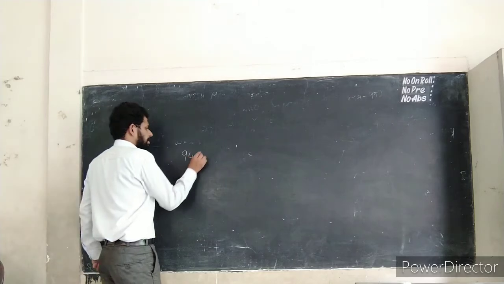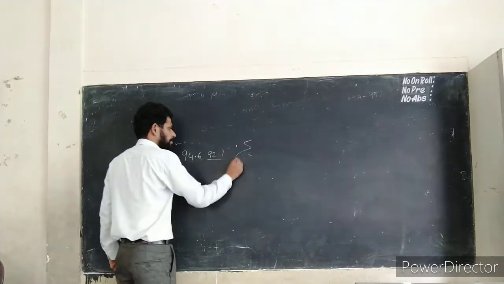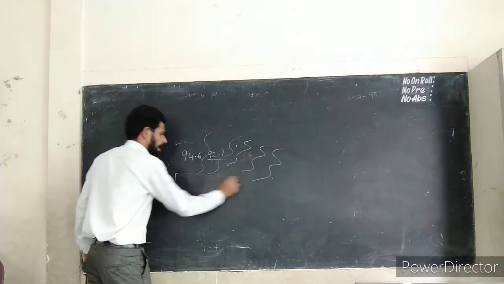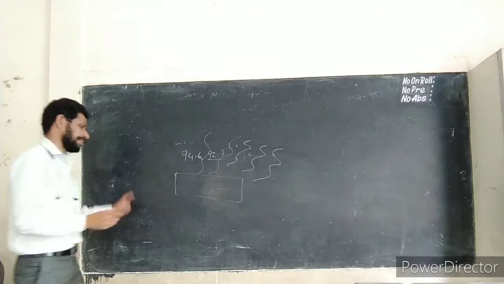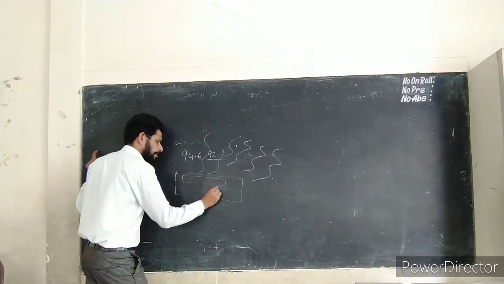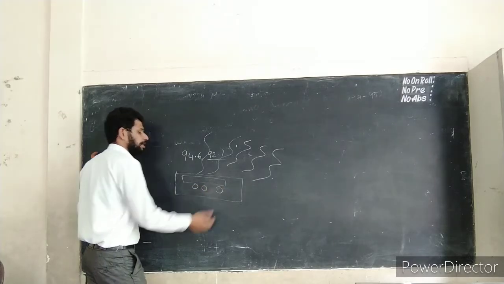94.6 or 92.1, whatever it may be. All the frequencies have this nature; naturally they will occur. When you have a radio at home, there must be a tuning knob. This is the volume, and this is the tuning knob.